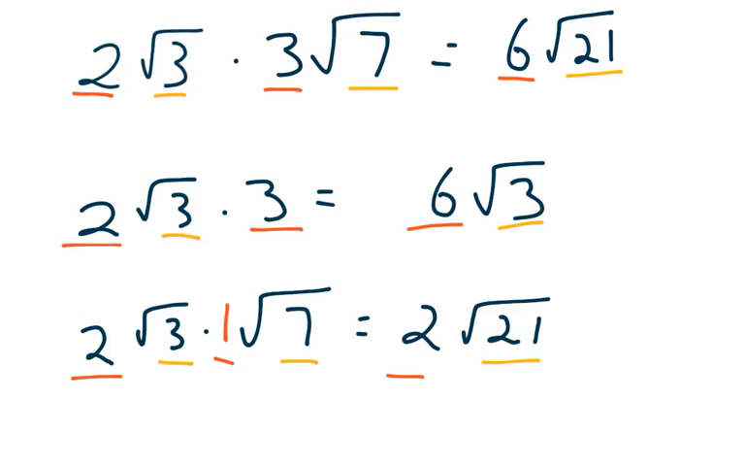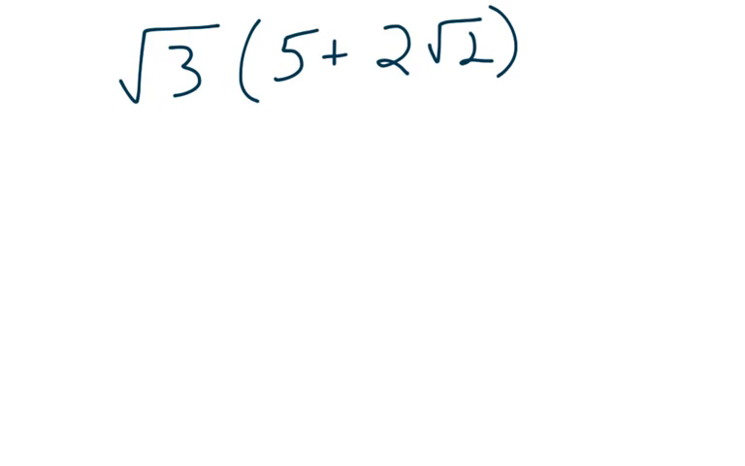Alright, let's try to apply that in a more difficult scenario. So like this thing, root 3 times 5 plus 2 root 2. Well, this kind of looks like a distributive property problem to me, and it is. That's all you're going to do. You're going to distribute that root 3 to everything there. Root 3 times 5, well, that is just 5 times root 3.